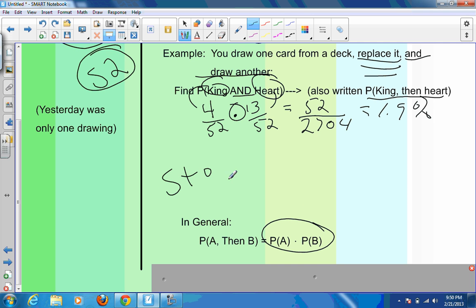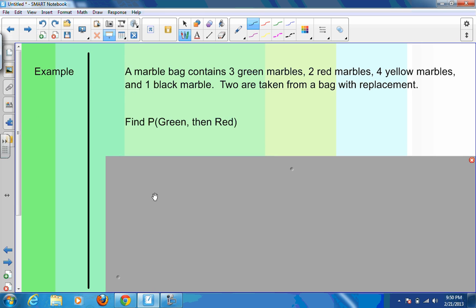Please stop the video at any time. I'm sorry I didn't mention this before, but please stop the video at any time and you will be able to write down the notes for this as I go through. Okay, so let's go through a couple of examples here.